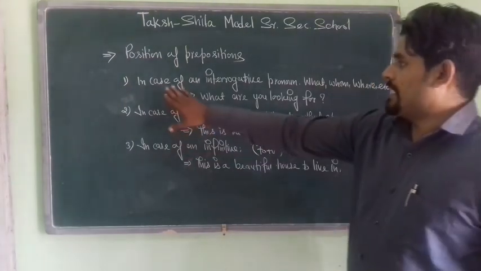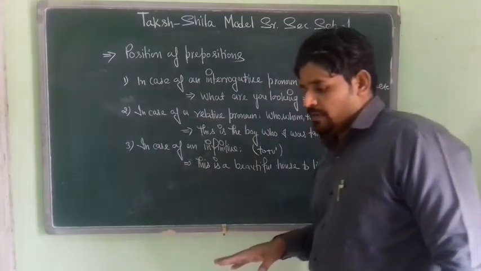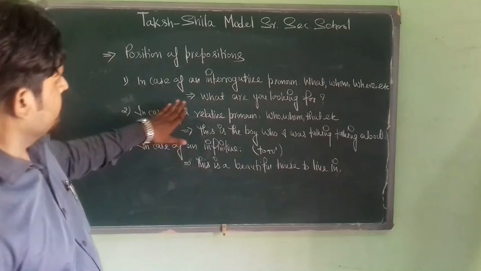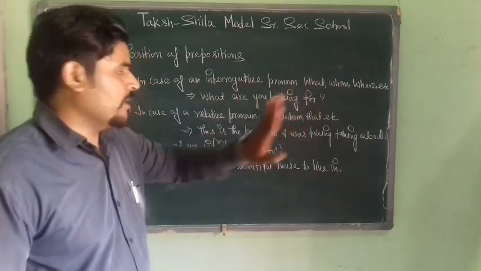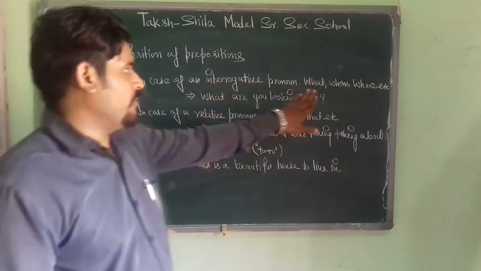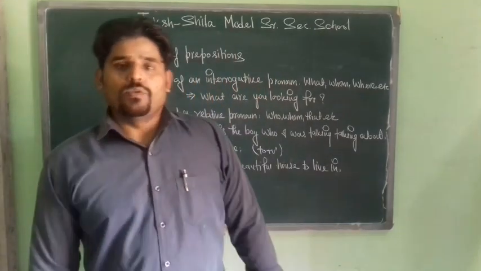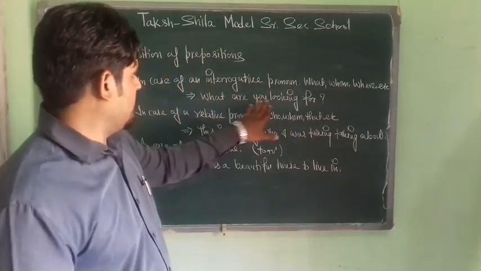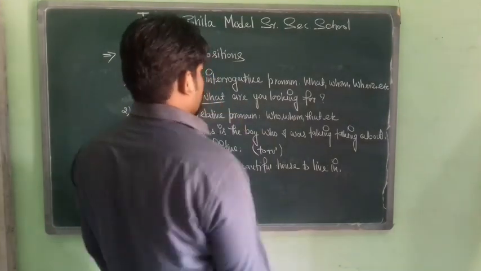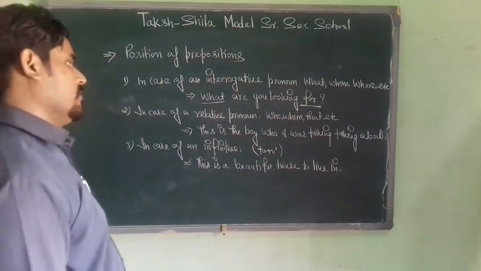So here the first case is in case of an interrogative pronoun. Whenever the sentence begins with an interrogative pronoun, we usually use the preposition at the end of the sentence. And what are the interrogative pronouns? Interrogative pronouns are what, whom, when, where, right? For example, what are you looking for? Here, what is the interrogative pronoun, and the preposition for is used at the end of the sentence.